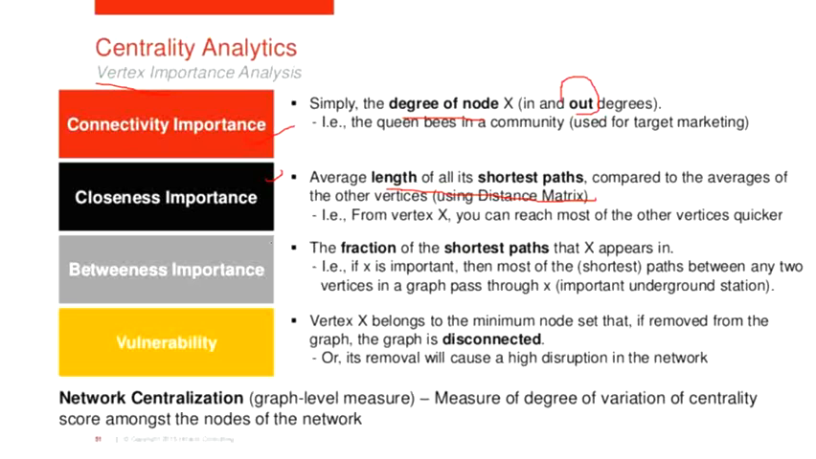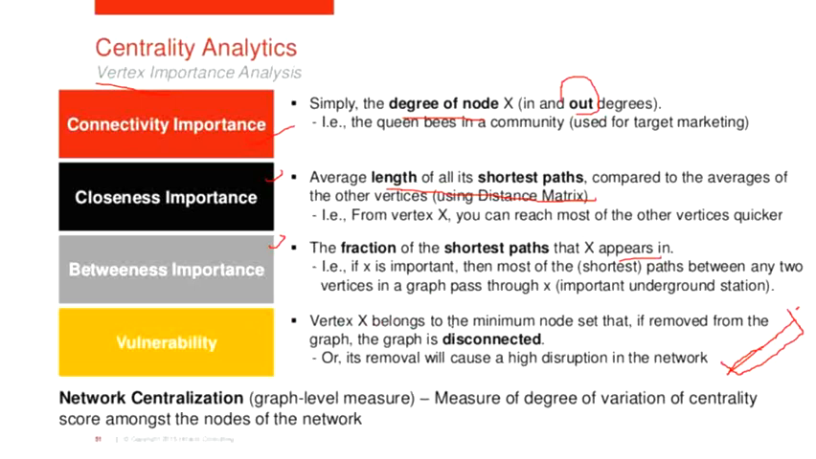We check for betweenness importance. What is the fraction of the shortest paths that X appears in? How many nodes does this connect to, while being the part of the shortest distance between those X and Y nodes in question. Okay? कितनी इस तरह की नोड्स हैं कि जिनके बीच में ये पड़ता है और ये शॉर्टेस्ट डिस्टेंस का हिस्सा है कि ठीक है, इससे होके आप कह सकते हैं कि शॉर्टेस्ट डिस्टेंस आता है.